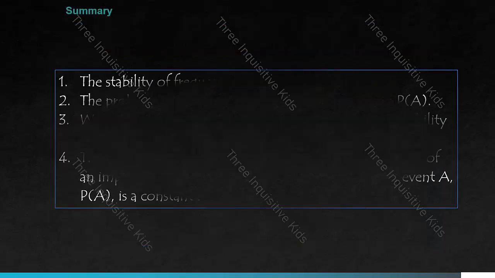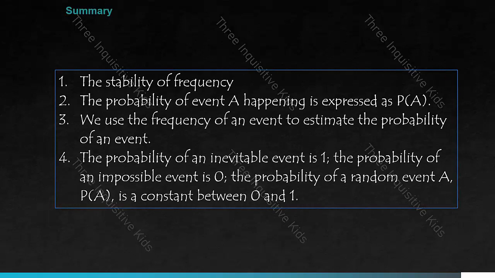Class summary. Today we learned about the stability of frequency. The probability of event A happening is expressed as P, parentheses A, and we use the frequency of an event to estimate the probability of an event. The probability of an inevitable event is 1. The probability of an impossible event is 0. The probability of a random event A, P(A), is a constant between 0 and 1.